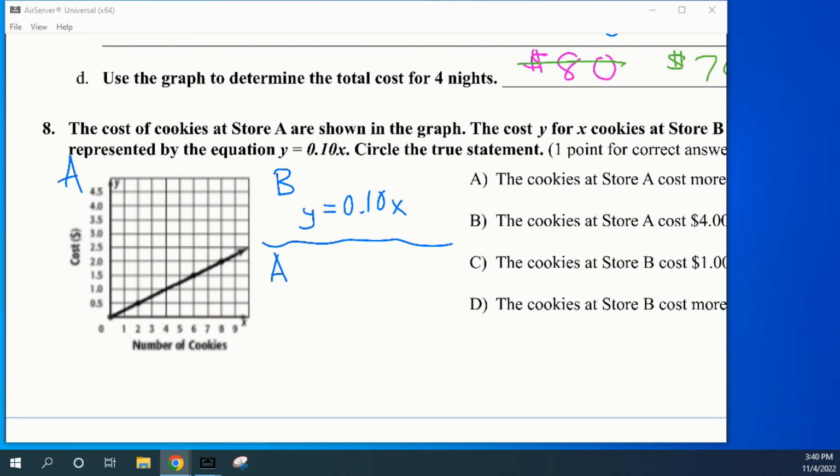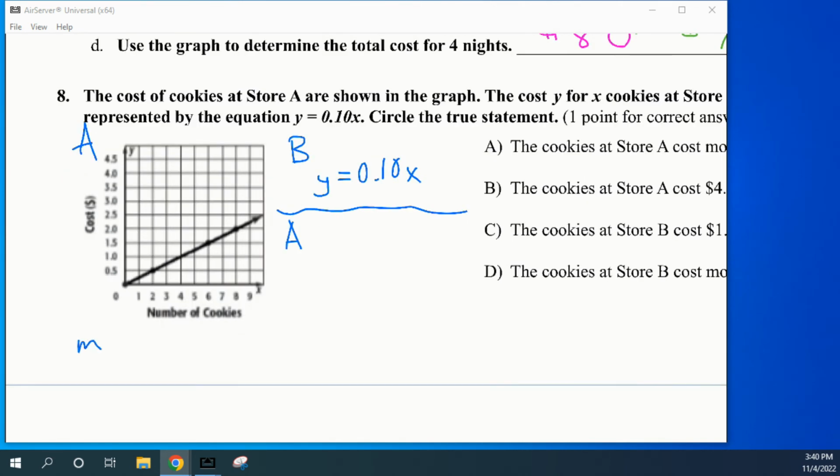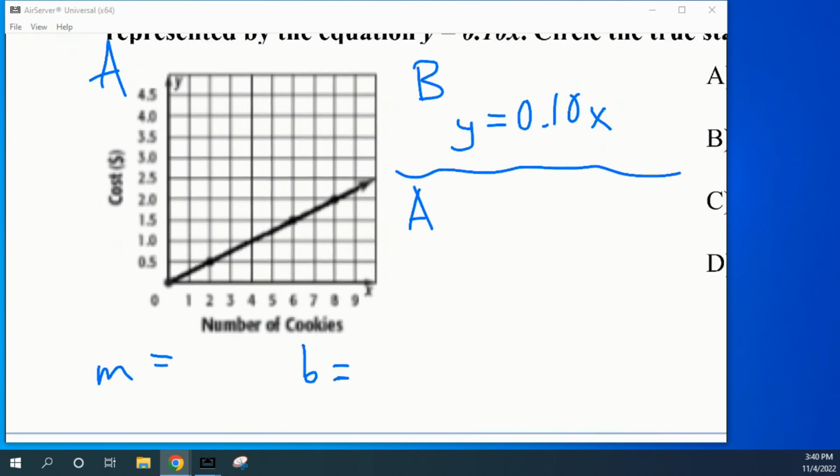Here's how I did this, though. I need a slope, and I need a y-intercept. Slope is going to be the, let's not deal with the slope yet. Let's deal with the y-intercept. Y-intercept is going to be where your line crosses the y-axis. This line technically crosses the y-axis at 0. So knowing that it's 0, you don't have to use it.